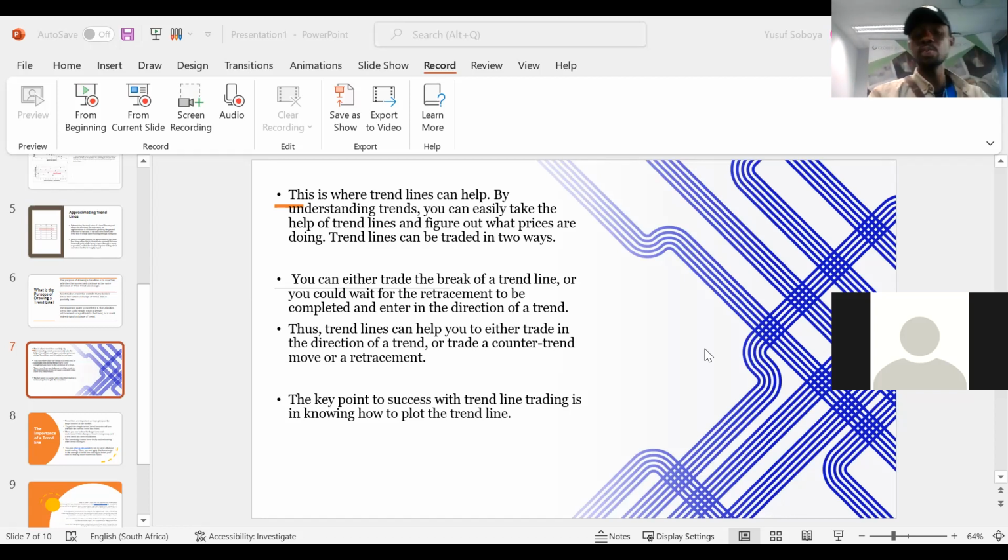So this is what I was explaining, that you can either close your trade on the break of your trend line. Once it's breaking, you close it. Or you can enter your trade when the retracement has finished and it's starting to form a new trend. Then you enter properly and then you go.